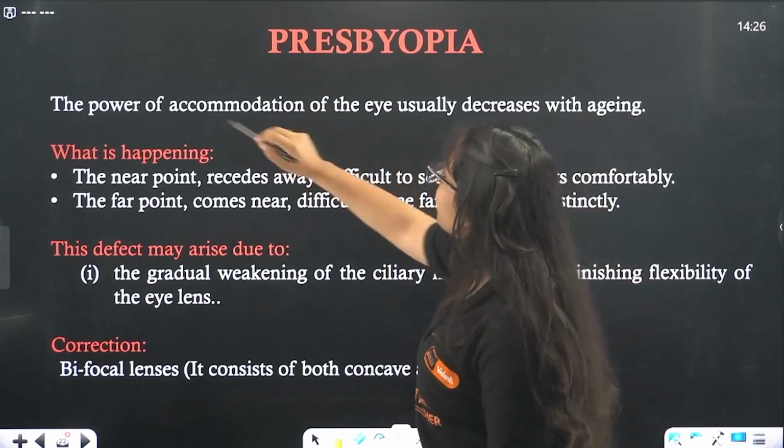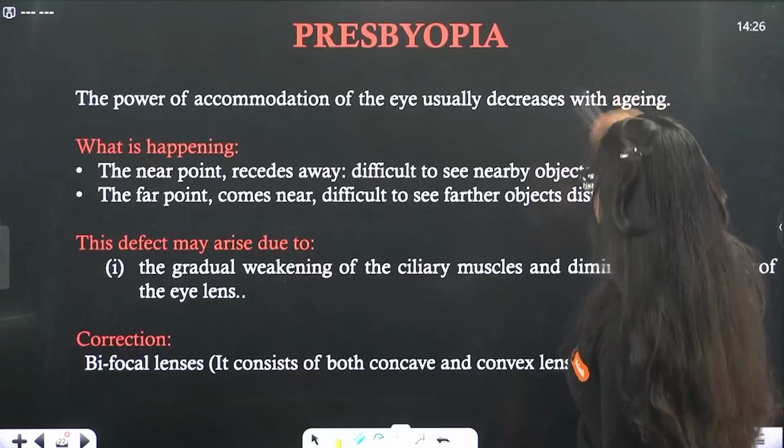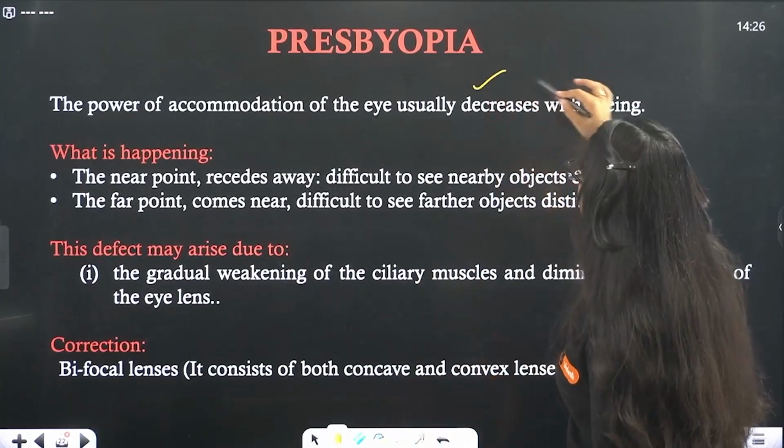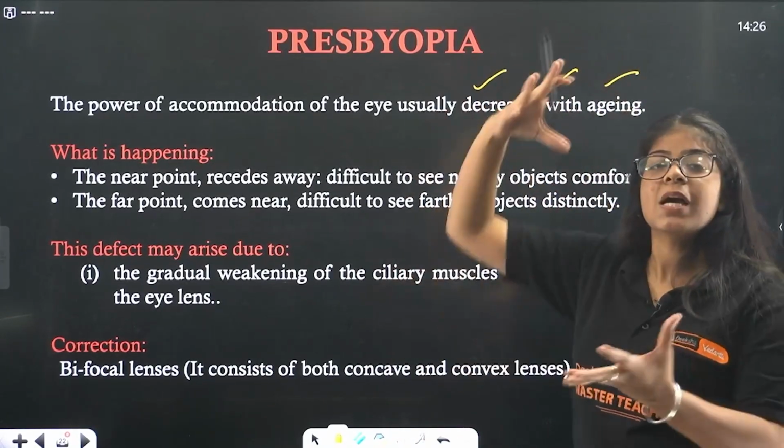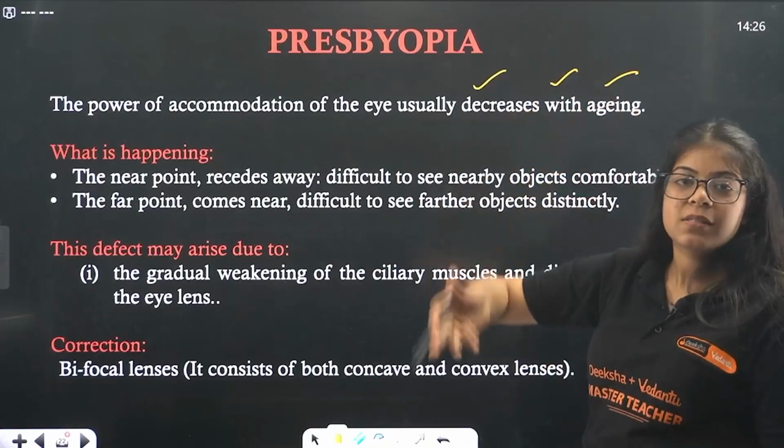Okay, so the power of accommodation of the eye usually decreases with age. Power of accommodation means the ability to contract or relax the lens, right?